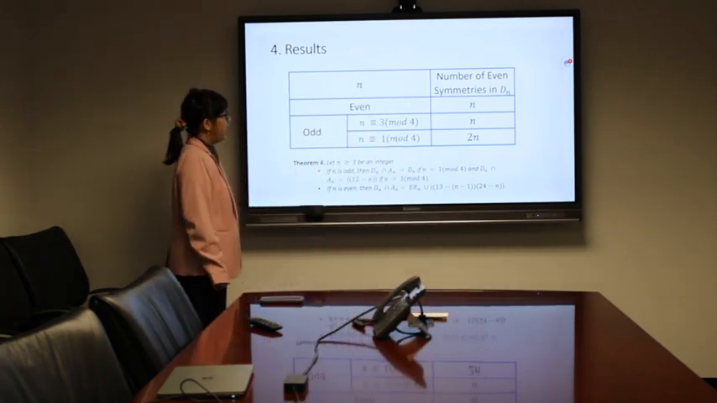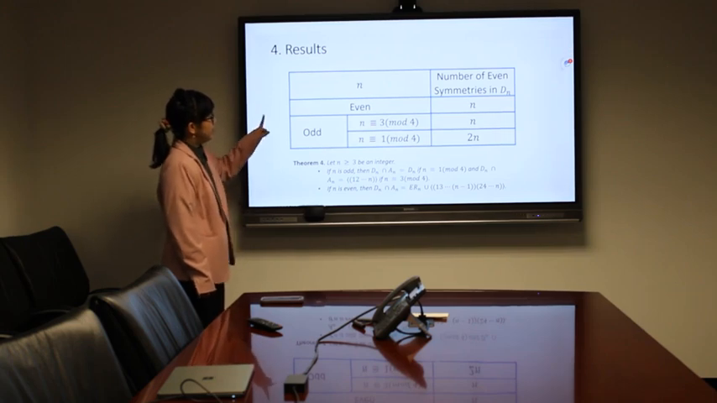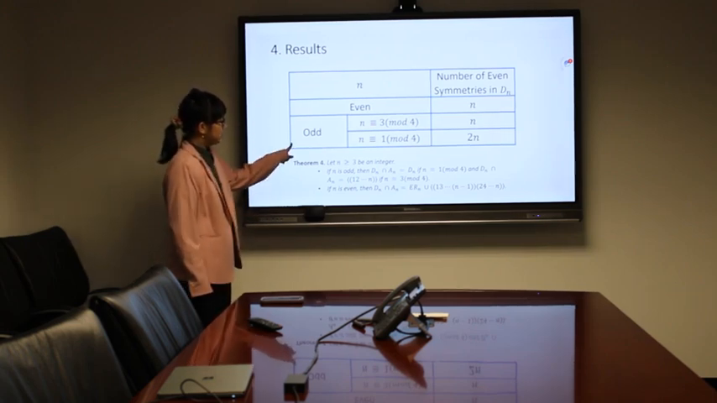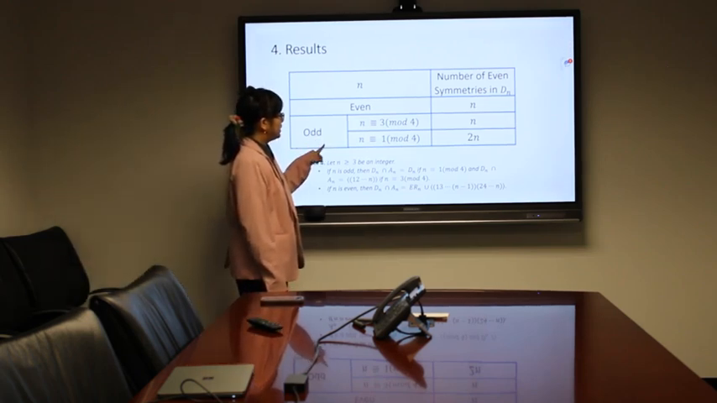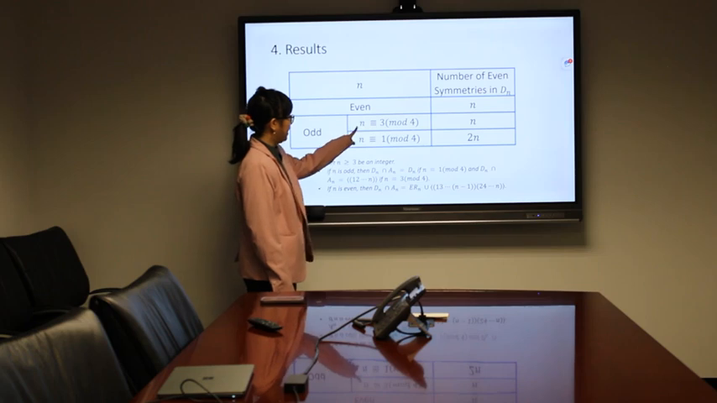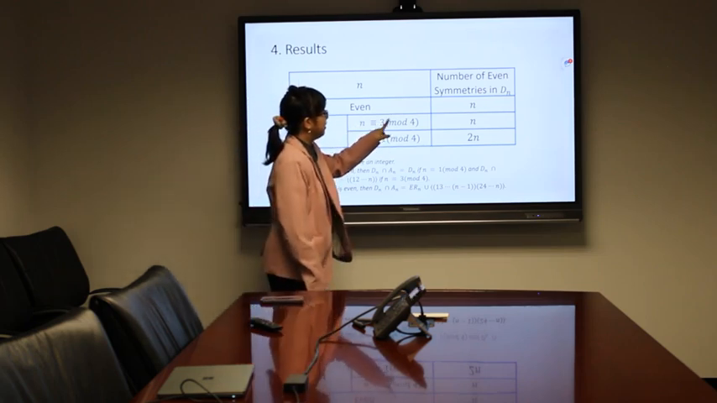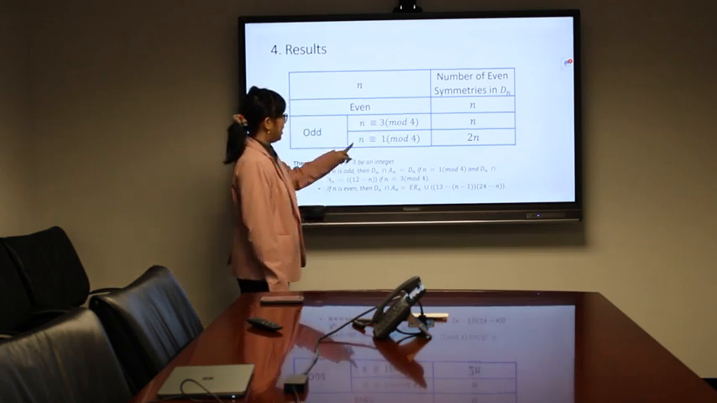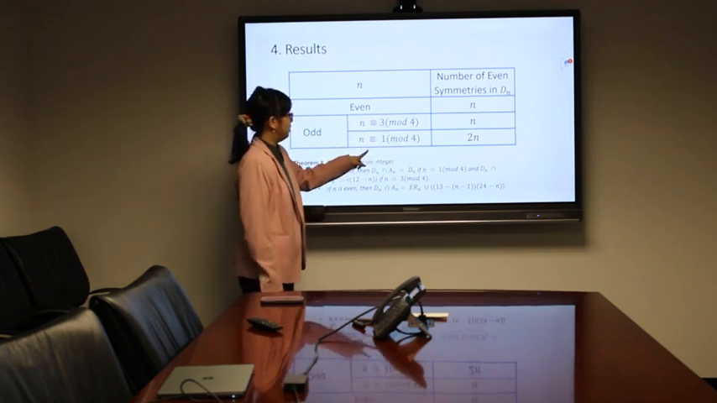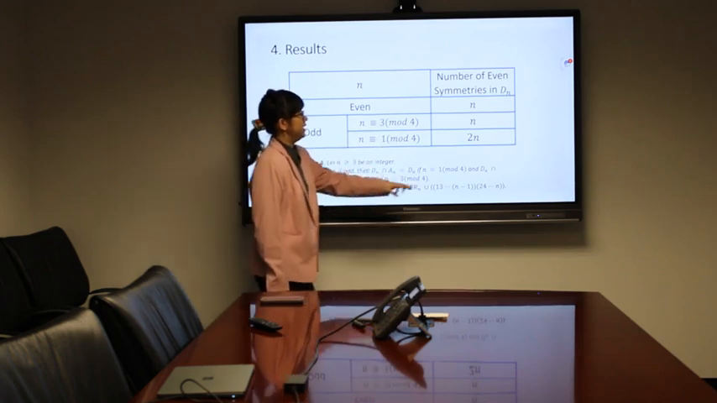For the result, I use theorem 4. For the case when n is even, I have the number of even symmetries in D_n. For the case when n is odd, I have 2 cases. In the case when we divide n by 4, if we have the remainder 3, in this case, the number of even symmetries in D_n is n. But if we take n divided by 4 and we get the remainder 1, the number of even symmetries in D_n is 2n.